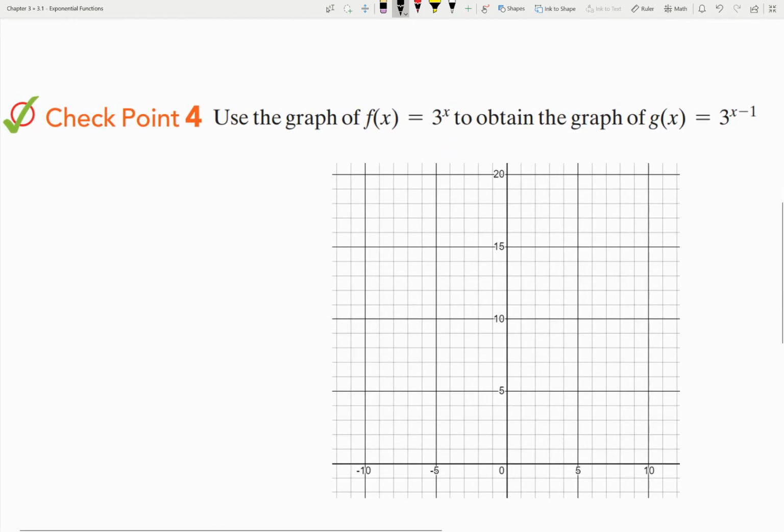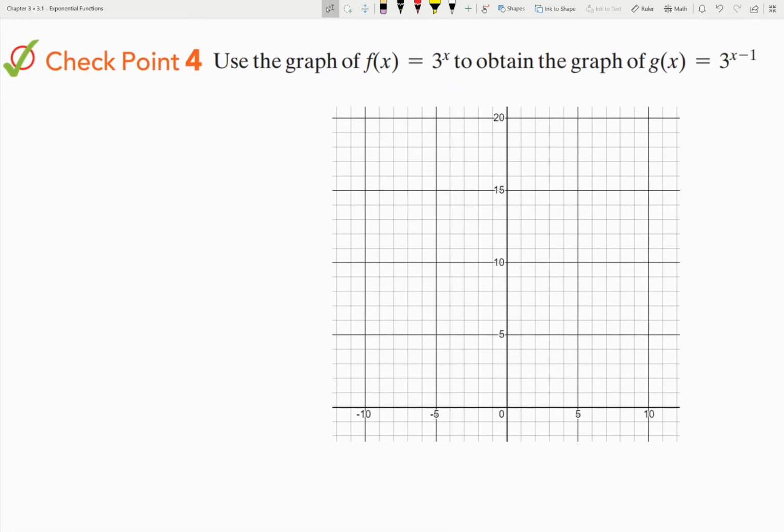For instance, let's just graph 3 to the x minus 1 power. So just make a table. We have my x, we have my y. We still have to plug in negatives and positives. I should realize that this function is going to shift to the right this time.